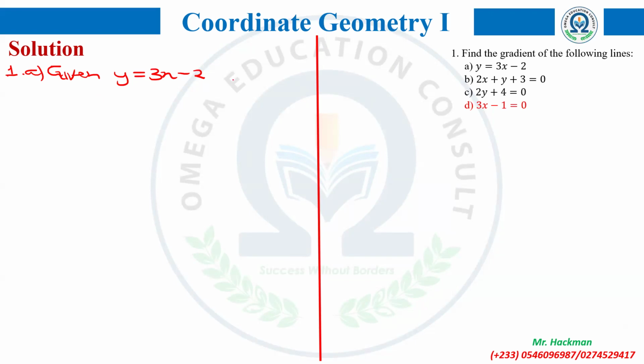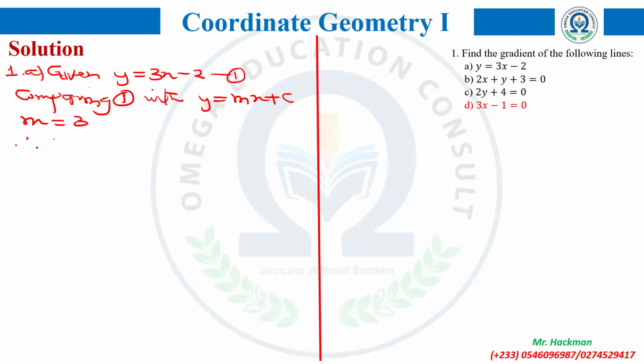So you can write, maybe, 1, and write comparing equation 1 with your y is equal to mx plus c. I can say that my gradient m is equal to what? 3. So I'll draw my conclusion. Therefore, 3 is equal to the gradient. Is my point well made? Yes, please. Okay, very good. This will be the first question.